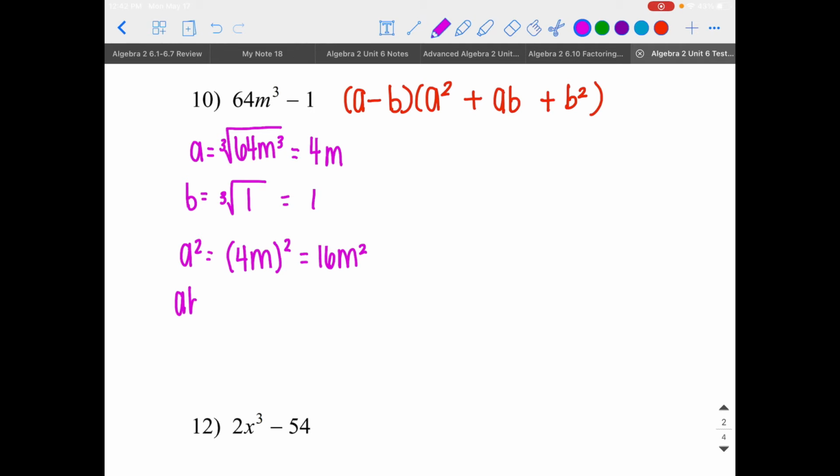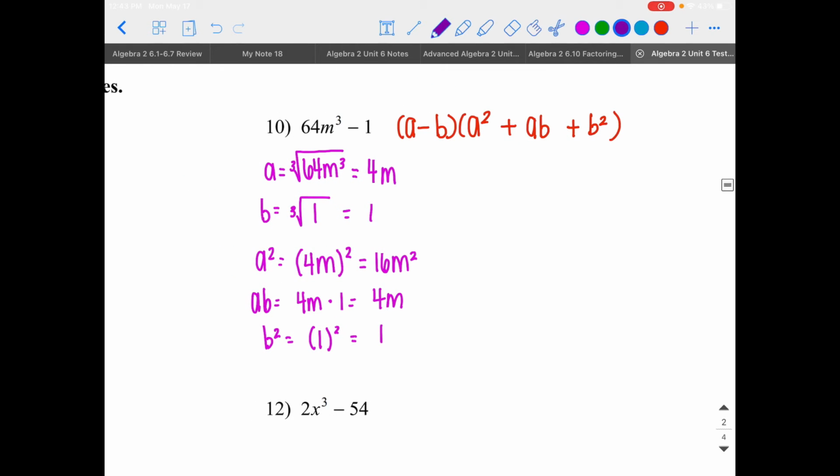And then ab, that's where we multiply them. 4m times 1 is 4m. And then b squared, 1 squared, is 1. And then I just plug it into the formula. Notice all of these parts are right in order with how I wrote them out. 4m minus 1, 16m squared plus 4m plus 1.